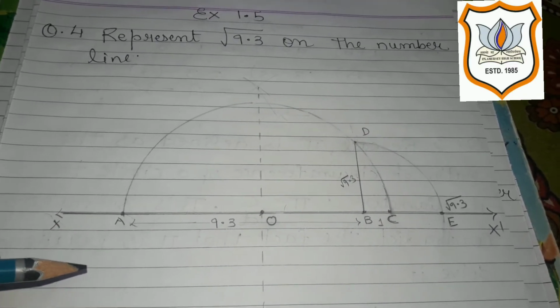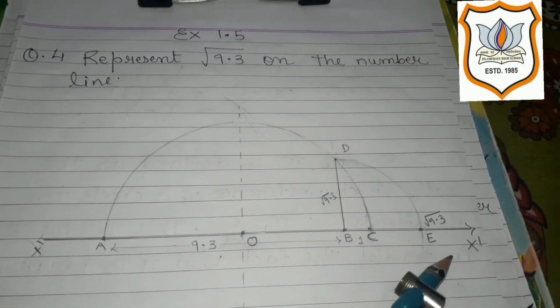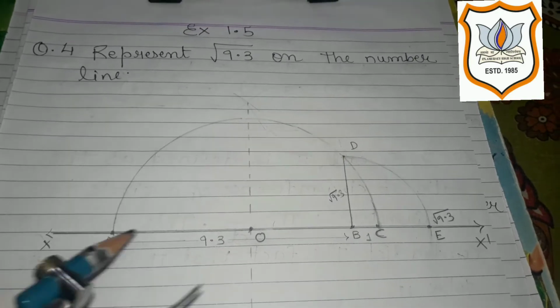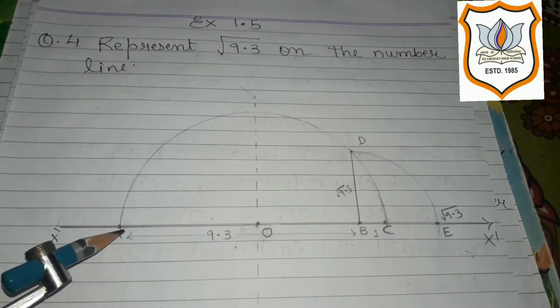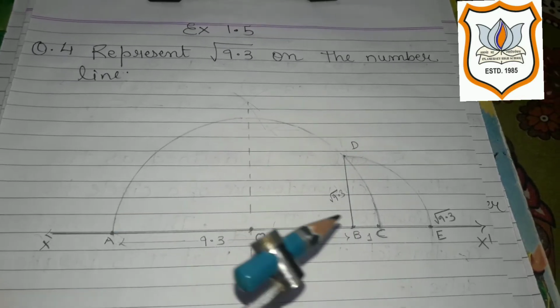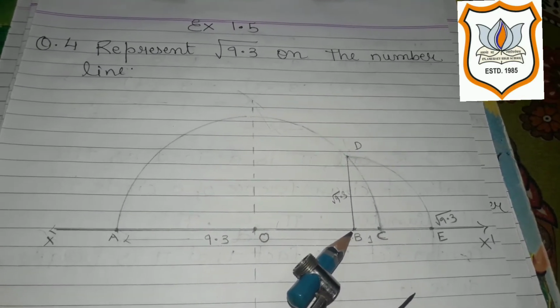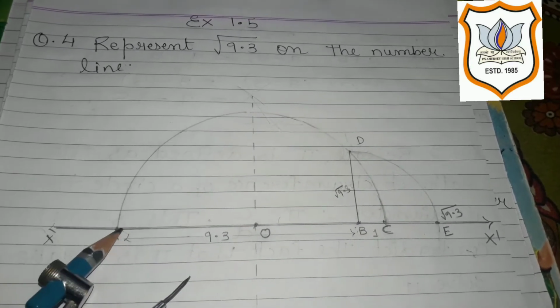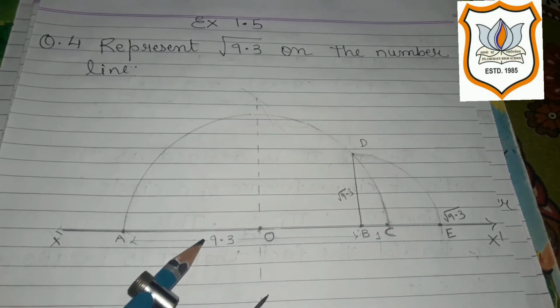For this process, let us make a line XX dash. After drawing this line, take a point A and from point A cut 9.3 centimeter up to point B. That means AB is equal to 9.3.